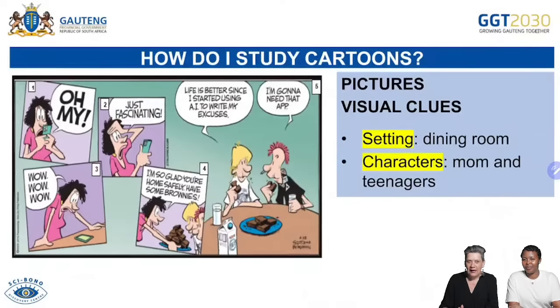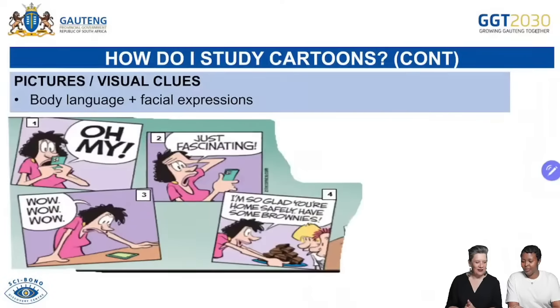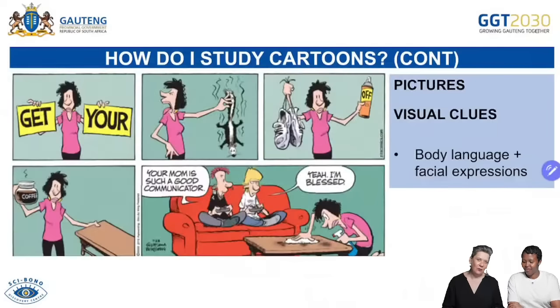Visual clues are referring to all pictures that you can see. Anything that you can see, in other words, the setting, the characters, body language, facial expressions. So if we ask an exam to identify the visual clues, that is exactly what you'll be looking for. So, here's mom again.